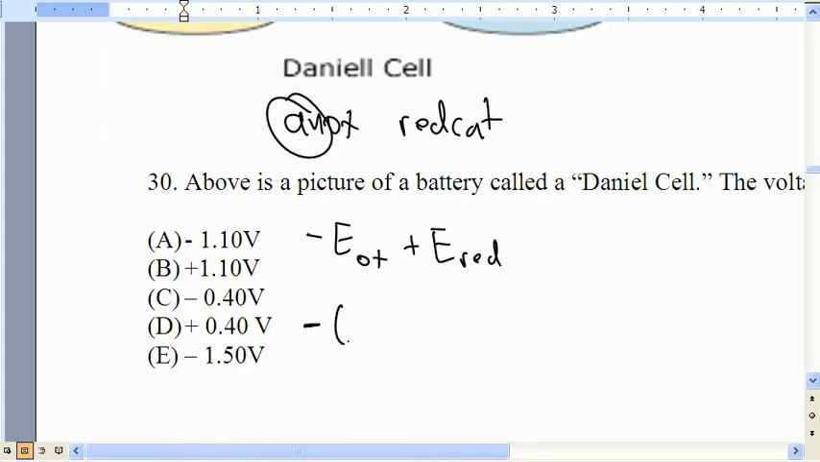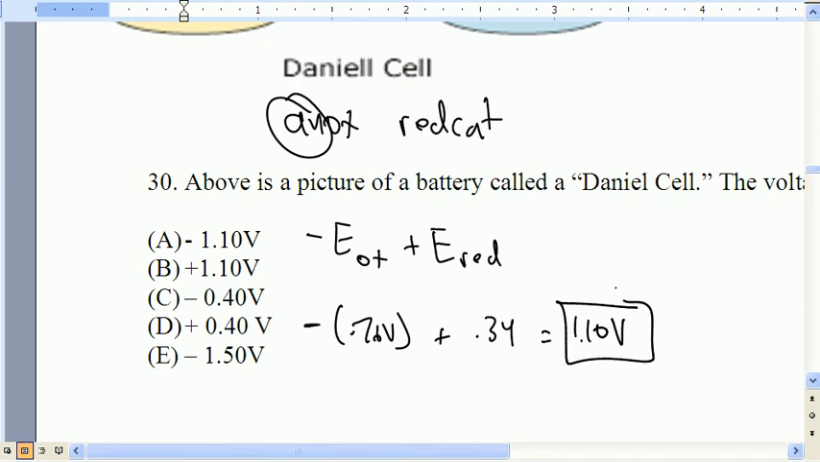So negative, the value for zinc, I believe it's negative 0.76 plus 0.34 equals 1.10 volts. So this actually shows up a lot. The Daniell cell's standard battery of zinc and copper. That's why I tend to ask that problem a lot. So the answer is B. All right, guys, going to stop this and move on to the free response.